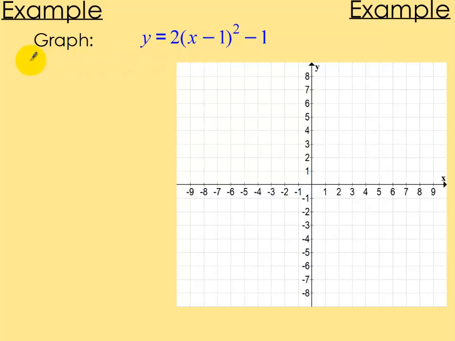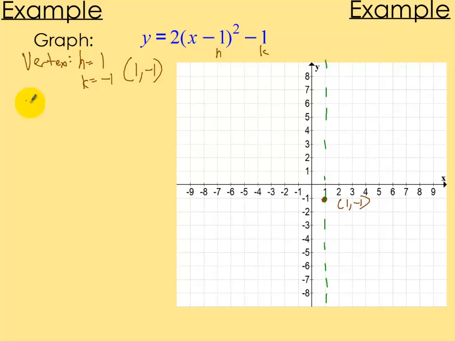Okay, I want to graph this. So I got to find my vertex here first. My vertex is going to be the h and k. My h value is here and k value is here. The h value is going to be opposite of this number, so h is positive 1. And my k value is going to be negative 1. So the vertex is at 1, negative 1. I'm going to plot that point 1, negative 1, label it, and then draw an axis of symmetry going through that point. I'm going to say my axis of symmetry, AOS, is at x equals positive 1.